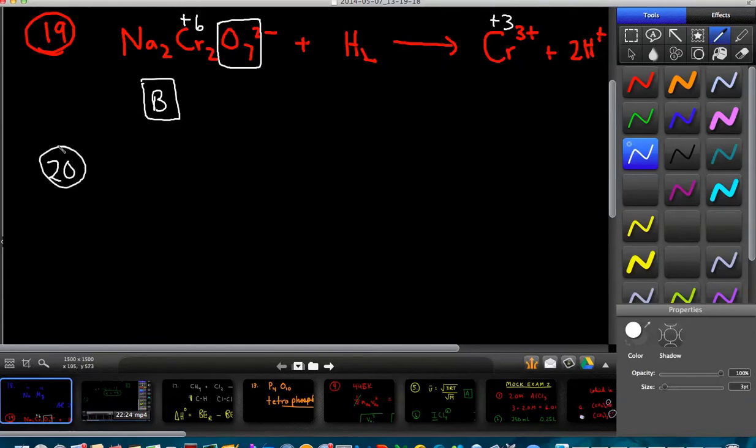Number 20. We want the net ionic equation when we add HF and NaOH. So HF does not ionize well, and so in the net ionic equation, we will not show it ionizing. Sodium hydroxide, on the other hand, does, and so we will show its ionization.